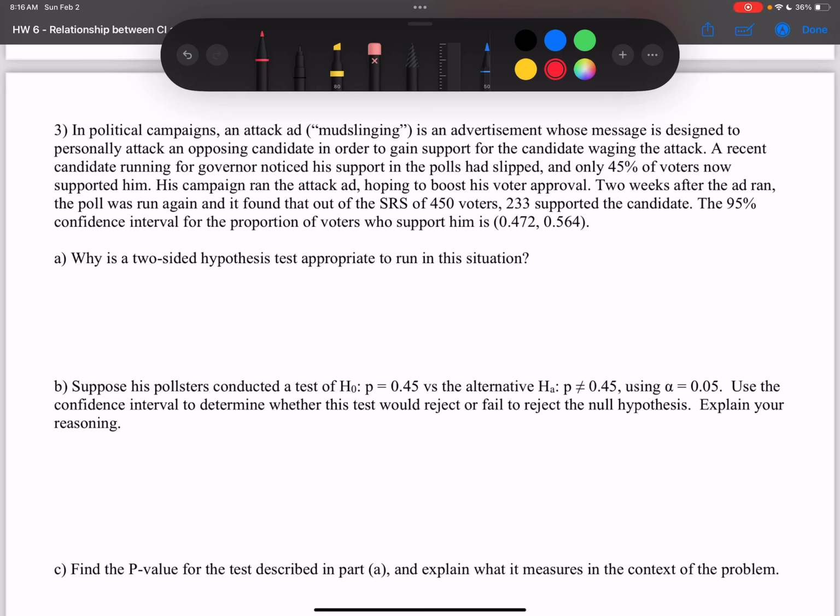All right, and then lastly for number 3, it says, why is a two-sided hypothesis test appropriate to run in this situation? Well, it doesn't say anything about knowing that support is going one way or the other for this candidate. We are unsure of the effect this mudslinging is going to have on the candidate's support. Okay, so it could indeed make it worse for them, but it also could make them, the campaign ad could backfire on the opponent and then cause support to rise. Okay, so just write something about how it's uncertain what effect the campaign is going to have.